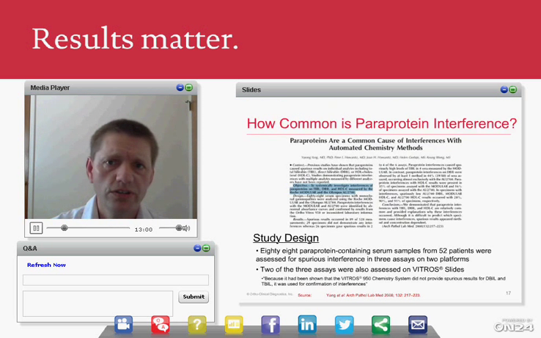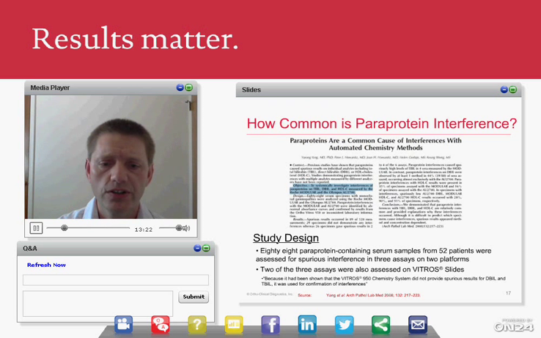So one good question is how common is paraprotein interference? There's really been very little done in the way of controlled studies to look at this. There have been a number of studies where they would find that a number of samples gave odd results with one platform, and they would use reference methods to compare against.